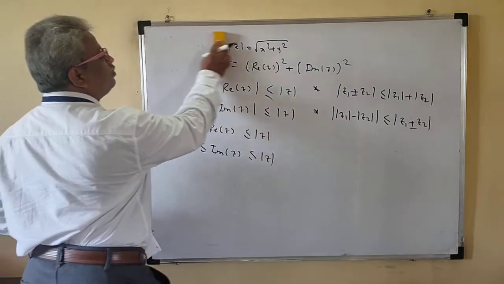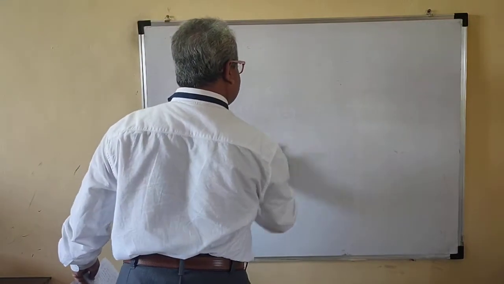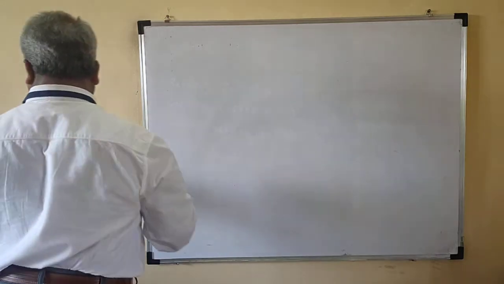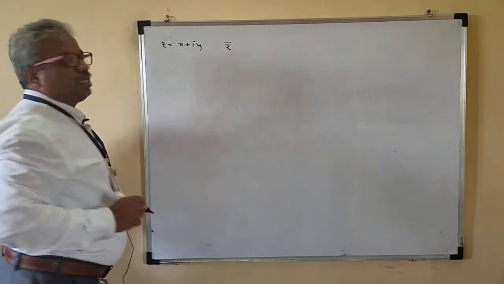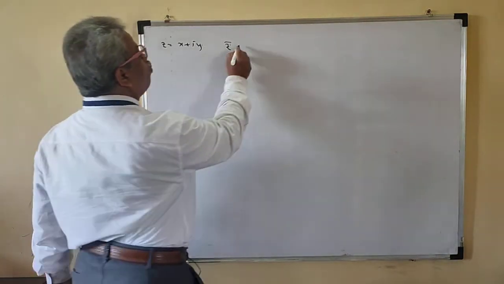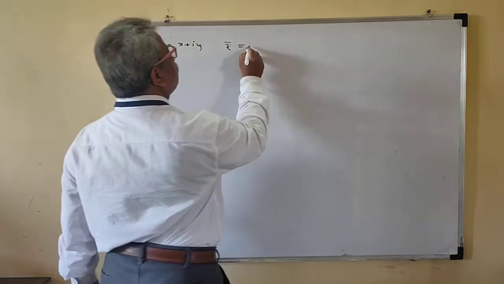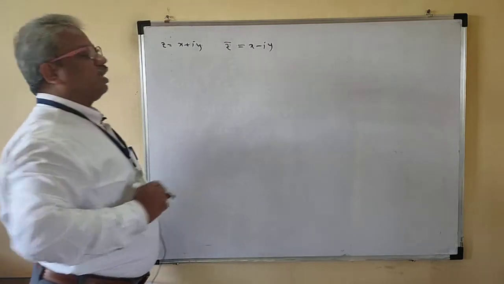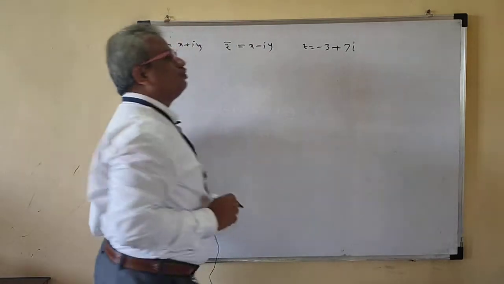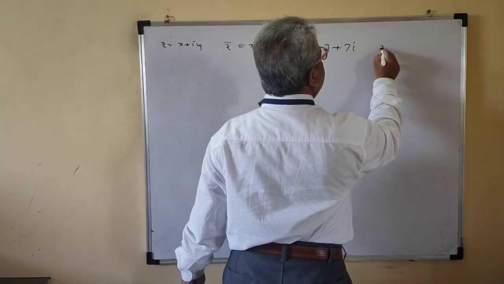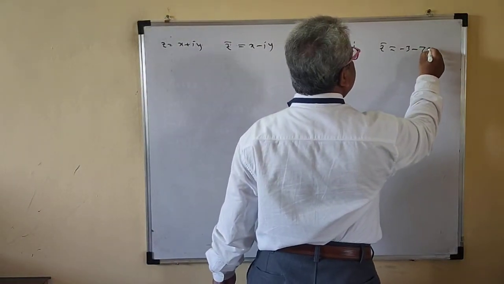Also you have seen the complex conjugate. Suppose z is equal to x + iy. Then the complex conjugate is denoted by z bar. How to obtain this? Just replace i by −i and you get the complex conjugate, which is x − iy. Suppose z is −3 + 7i and you want to find z bar. Just replace i by −i, so this is −3 − 7i.